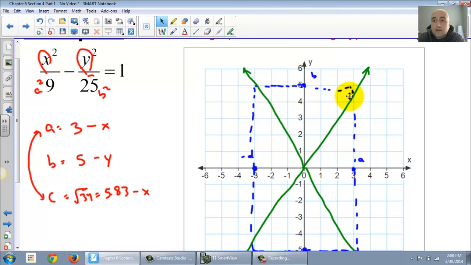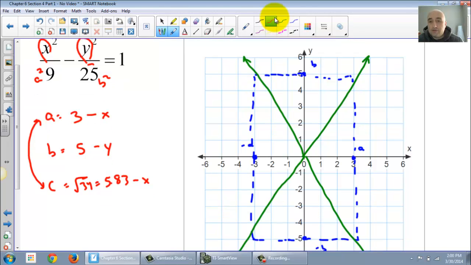Alright, so these are a little bit closer now to the corners. They should go right through the corners of your rectangles. Now those are lines of asymptotes. We have enough information now to draw our hyperbolas. Okay? So we always draw them through the A values. Our A's are on the x-axis.